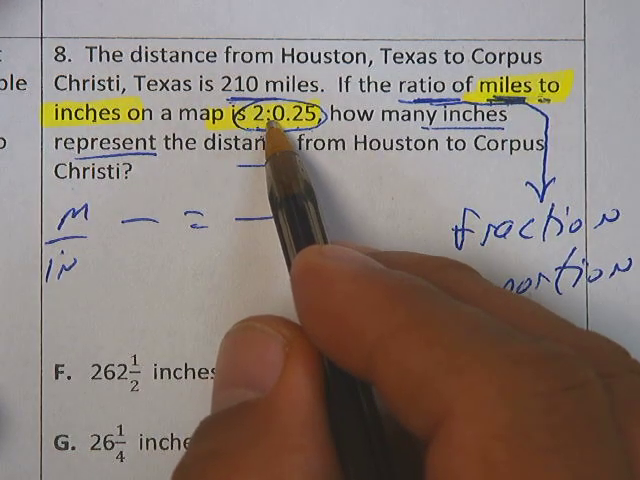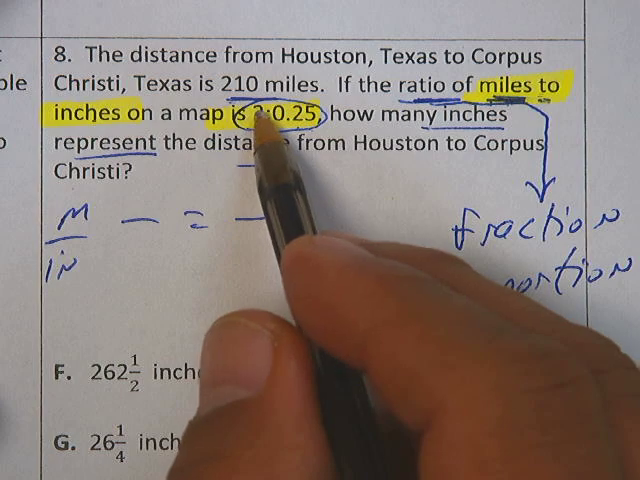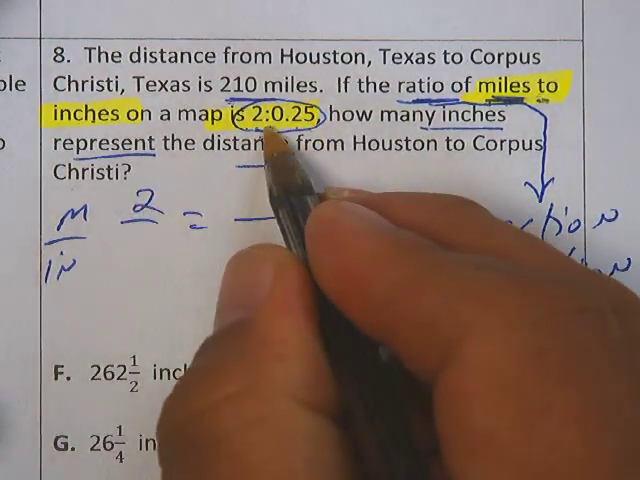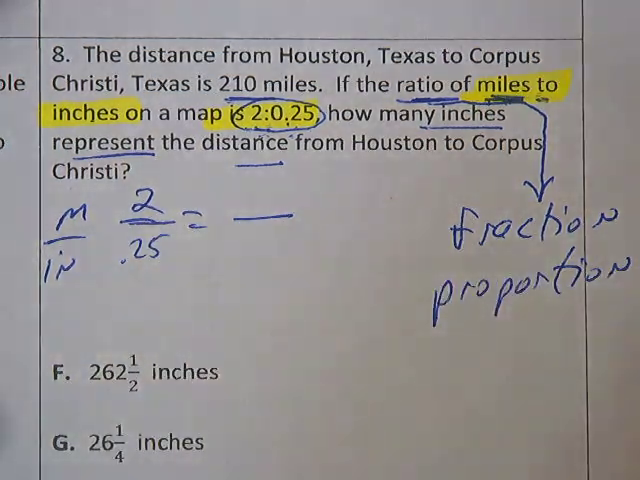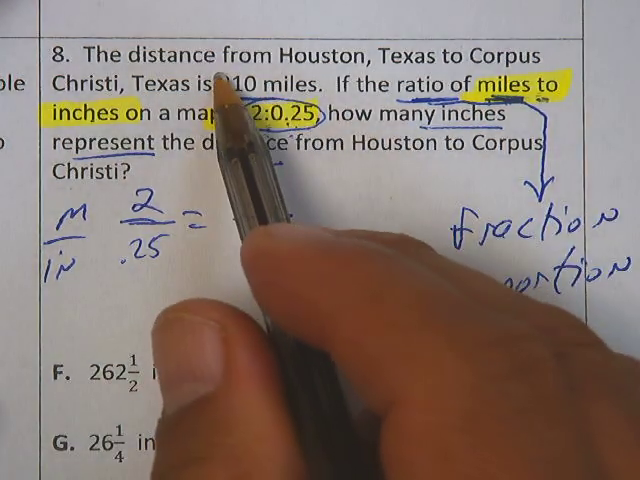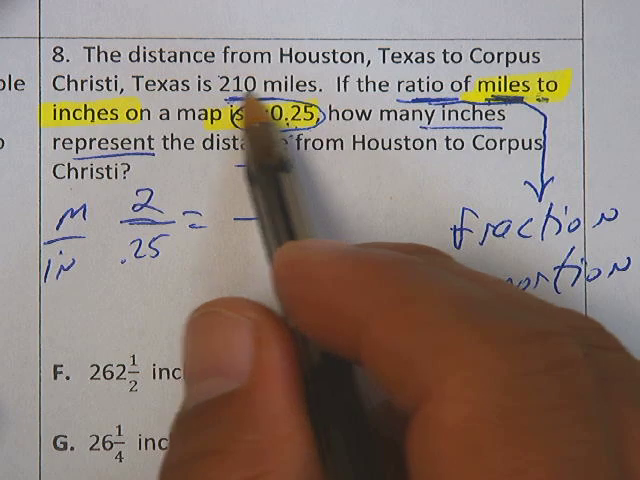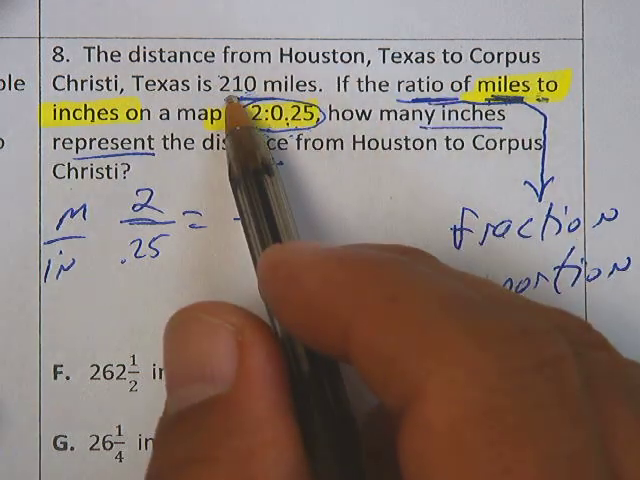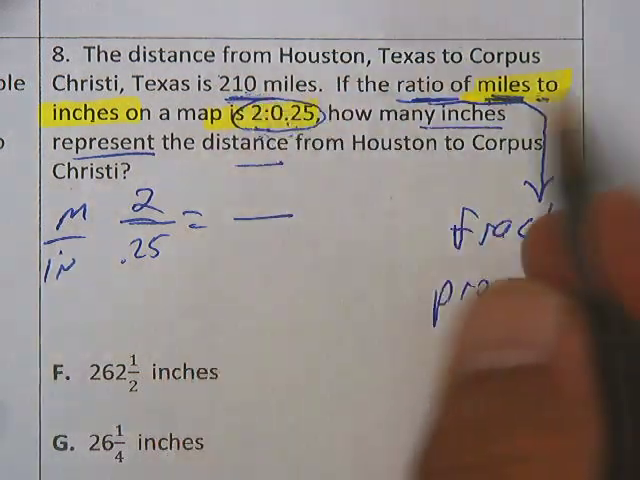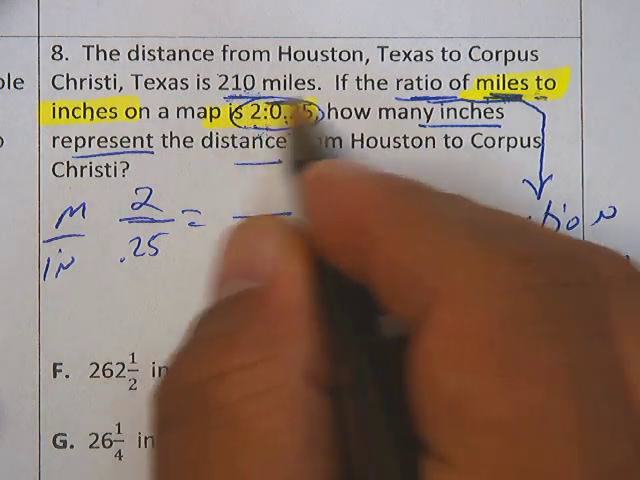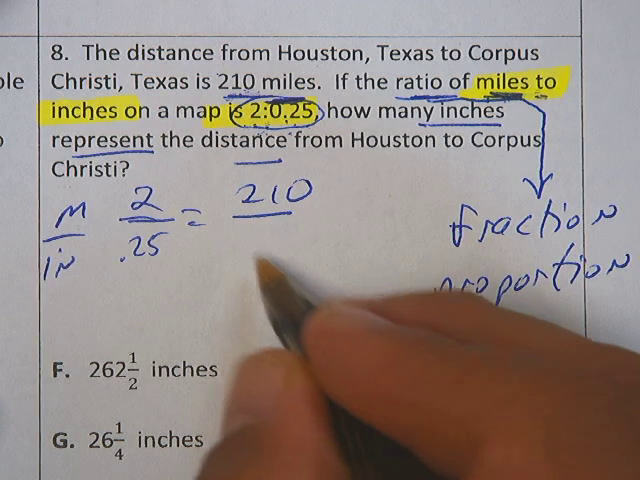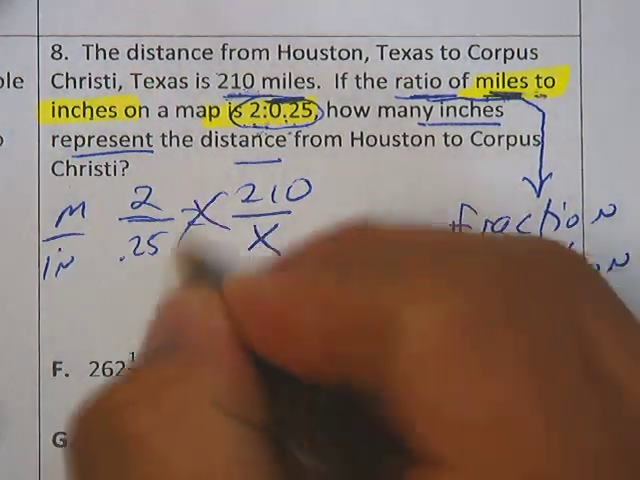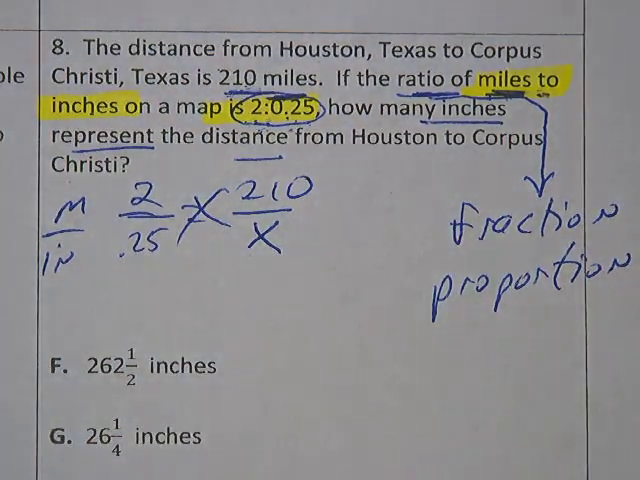What am I comparing? Well, it's telling you right there, miles to inches. So I'm going to put this is the miles, this is the inches. I could have put the inches on top and the miles on the bottom, but I'm going to go with miles on top. Let's look at the ratio they gave me right here. How do I know what's what? Well, because miles went first, miles to inches, so that means this is the miles. So the colon is here, so that means this is the miles, 2 miles. So 2 miles is the same as 0.25 inches.